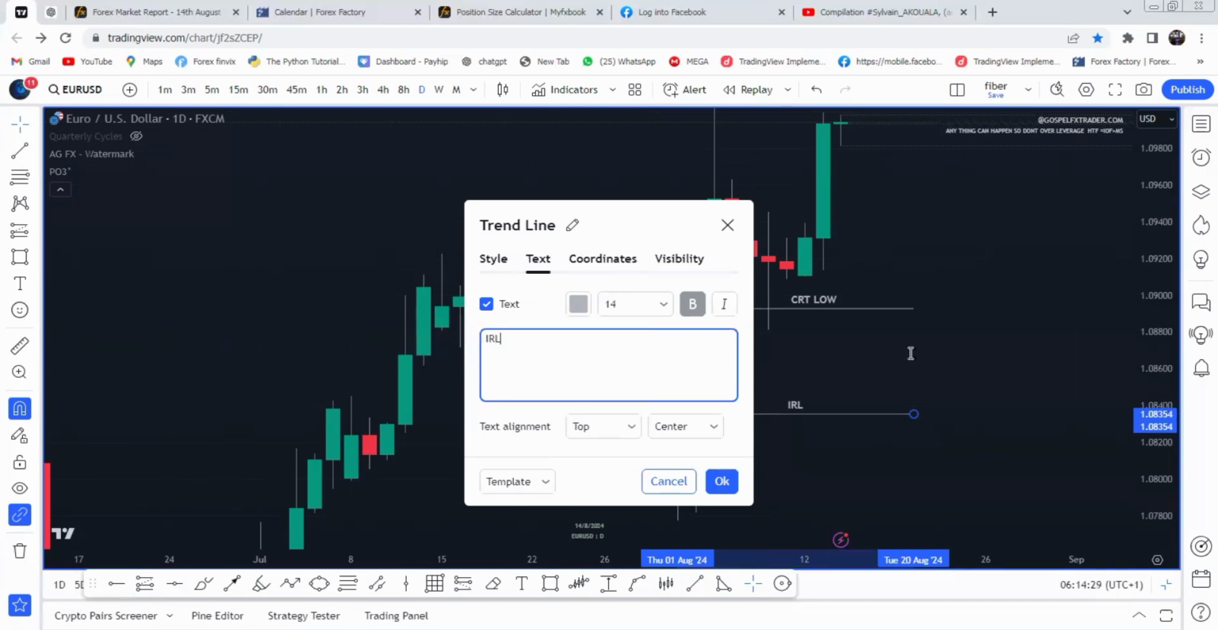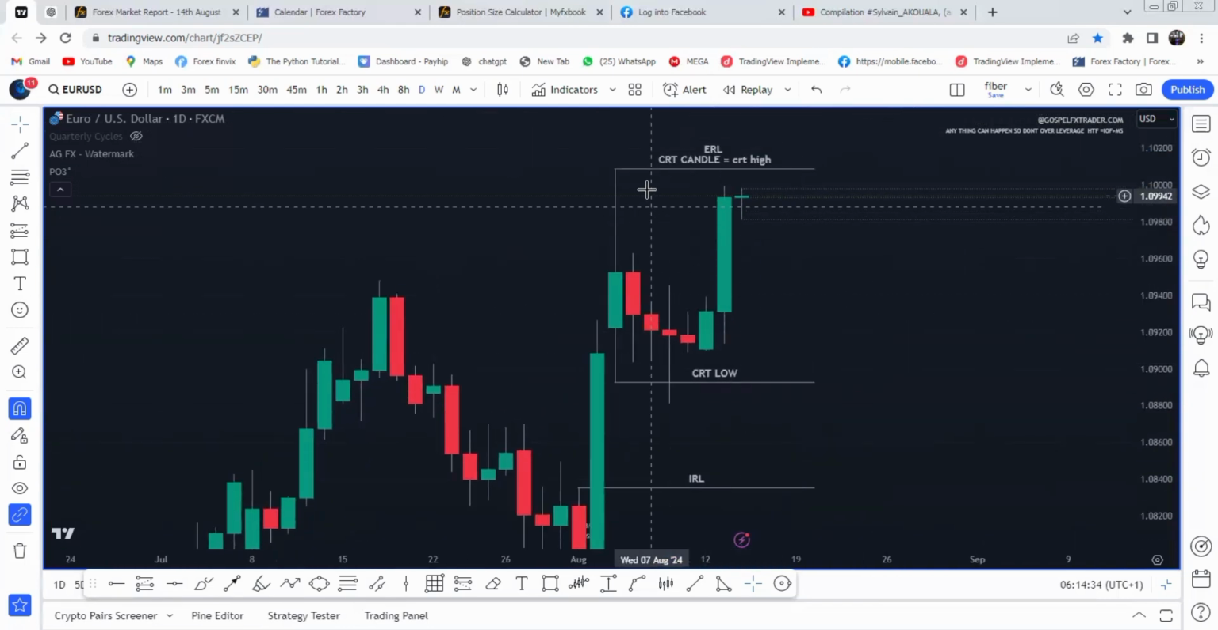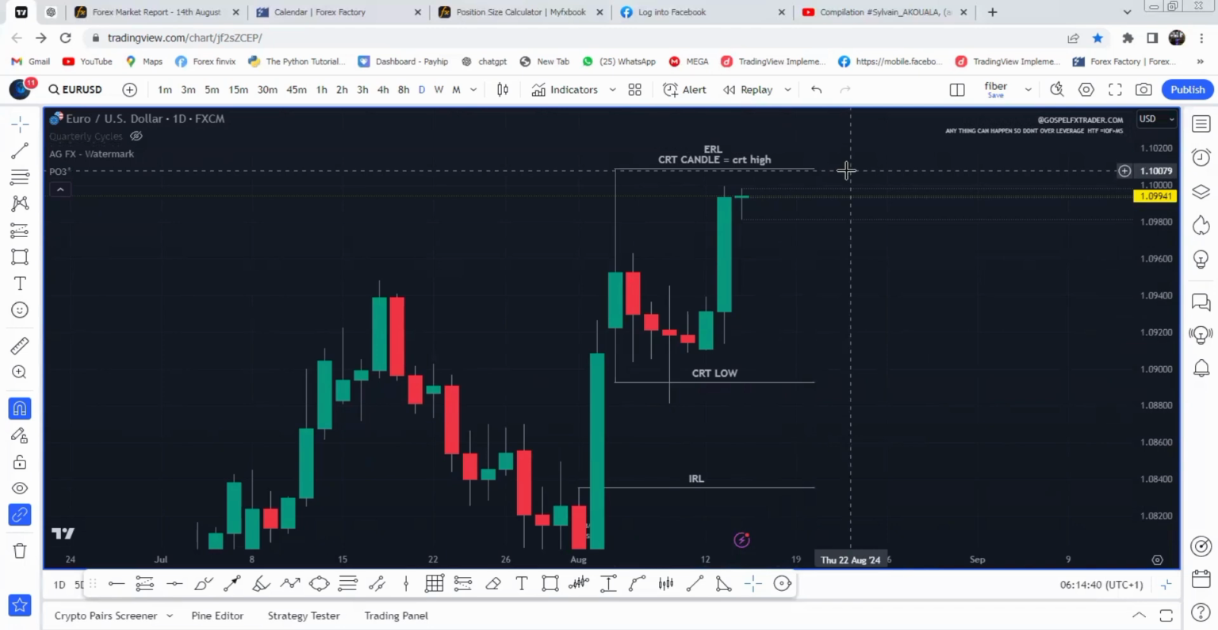All right, so this is our internal range liquidity, this fair value gap. This simply means that price was coming back for internal range liquidity to then continue back to external range liquidity. I keep telling you, this is how the market works, keeping it very basic. Just sticking with the basics, right? The market grabs internal and it goes for external. It grabs internal and then it goes for external.